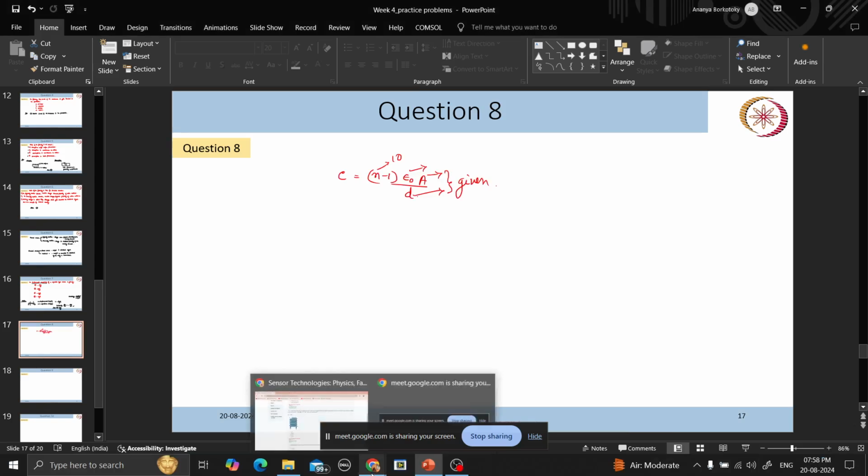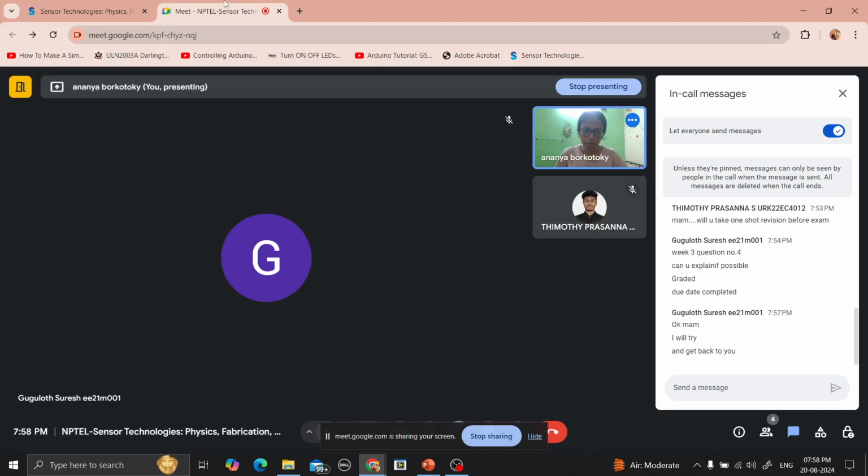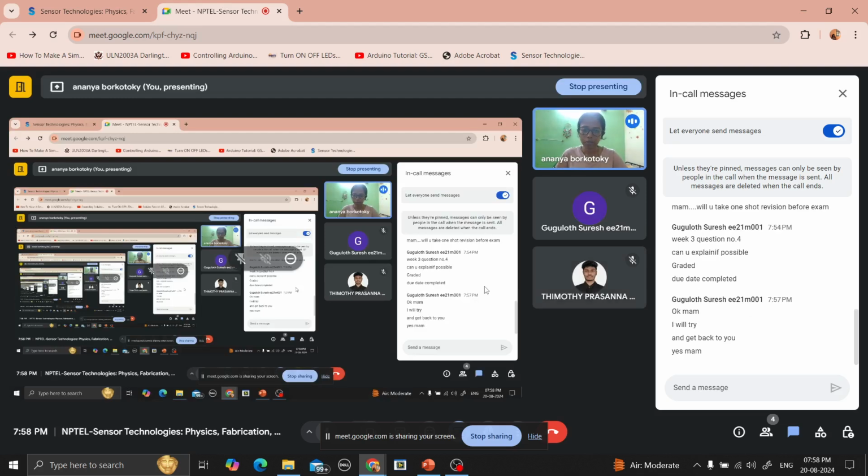Okay, is it clear? If you cannot get the answer, I will do it in the next class. The time is almost over. But this is the formula. You will get the answer. This is the way to solve this question.